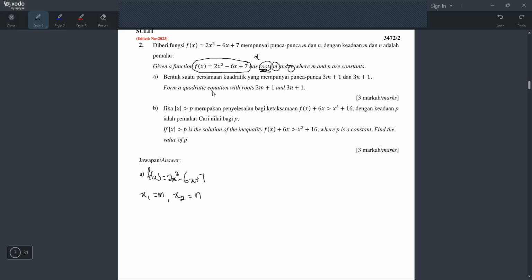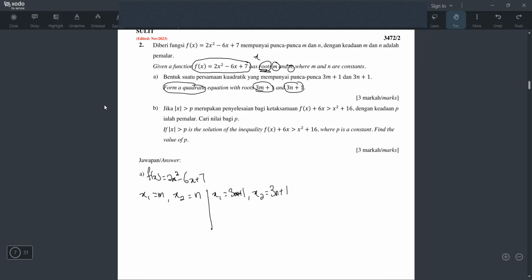Okay, and then they say form a quadratic equation with roots 3m plus 1, 3n plus 1. So I have to separate this root and this other root. X1 equals to 3m plus 1, and x2 equals to 3n plus 1, right? So can you see I separate it nicely? I draw a line, because I don't want to mix them up. And then they want me to form an equation, okay?